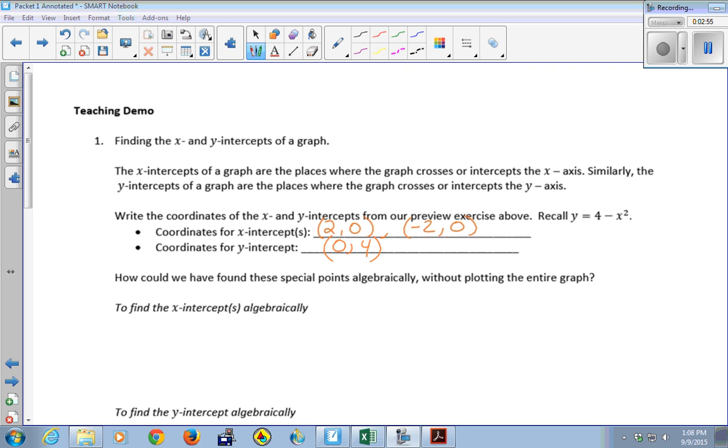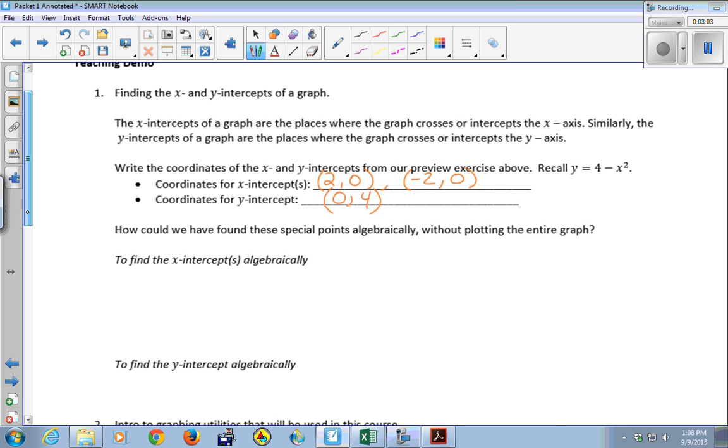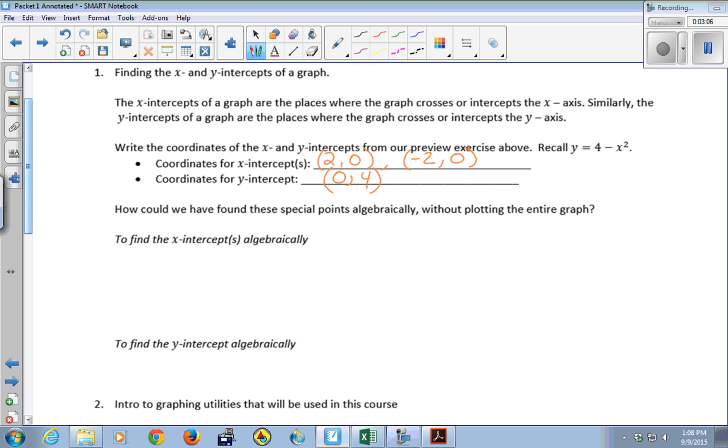Good. So to find these things algebraically, without plotting the entire graph and searching for where it crosses, we can find these algebraically by being a little bit strategic. Okay, so if you're looking for an x-intercept, I'm going to draw a little set of axes here. No matter what point I pick on the x-axis, this one, or this one, or this one, any point on the x-axis has coordinates something, comma, what? 0. Any point on the axis is something, comma, 0, right? Which coordinate is 0? Y.